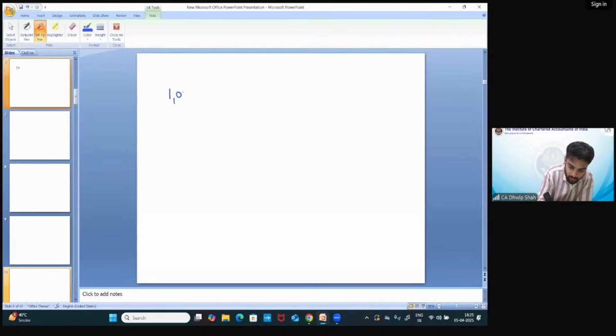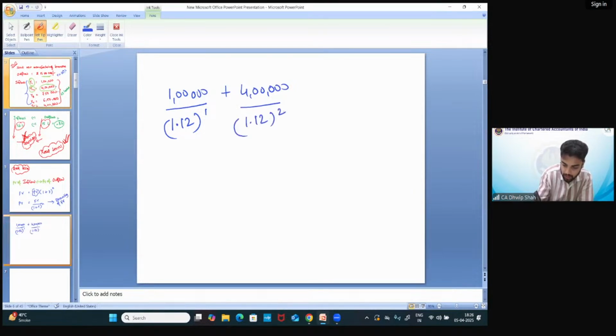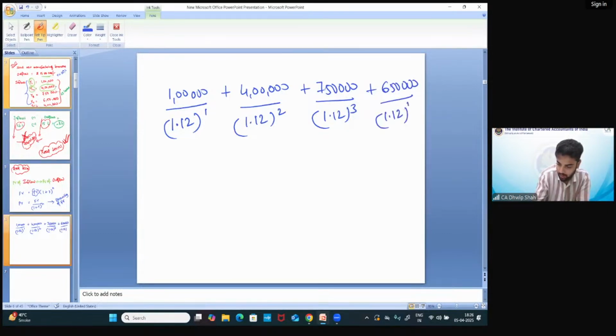So this would be 1 lakh divided by 1.12 raised to 1. n is number of years, r is rate of interest. Plus for year 2 it would be 4 lakh divided by 1.12 raised to 2, because 4 lakh you would be receiving at the end of year 2. So that's why it is raised to 2. Then the cash inflow at the end of year 3 is 750 divided by 1.12 raised to 3. Then 650 divided by 1.12 raised to 4. And last but not the least, 4 lakh divided by 1.12 raised to 5.